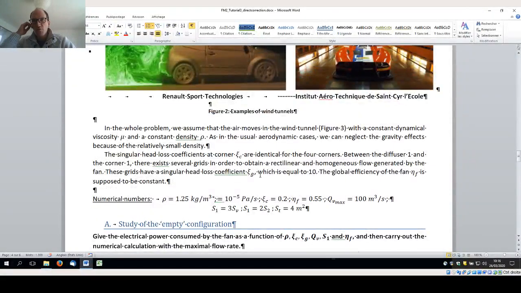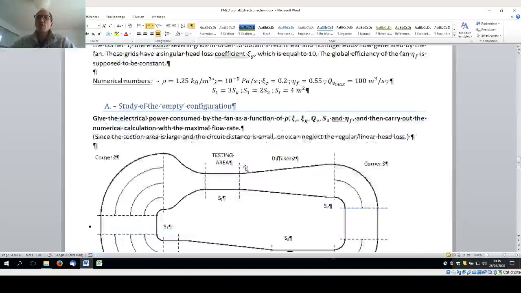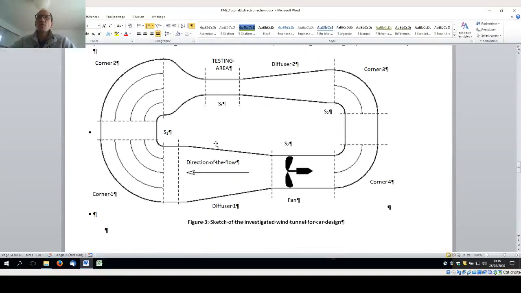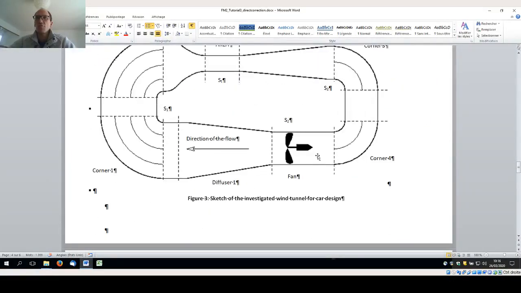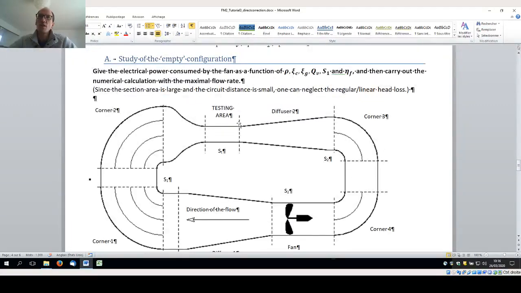Here we assume that the air moves in the wind tunnel. So the wind tunnel is depicted here, so you have something like a fan rotating on itself, inducing a flow which is in a closed loop, so the flow is accelerating up to reaching a steady state, and we'll study only the steady state. And here you have a testing area, and inside this testing area we'll put objects like a reduced car model or whatever.